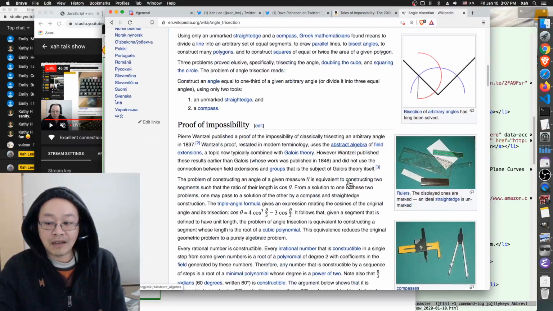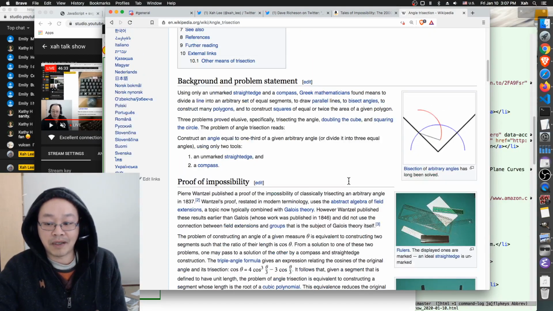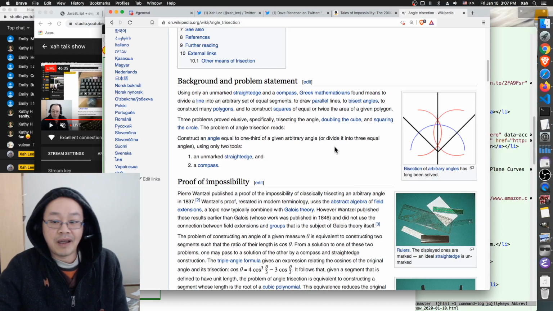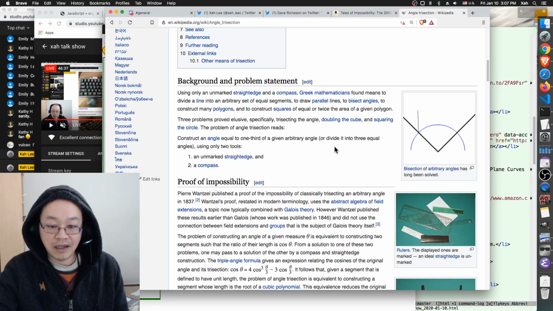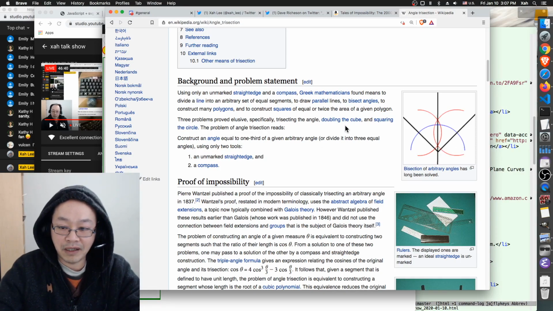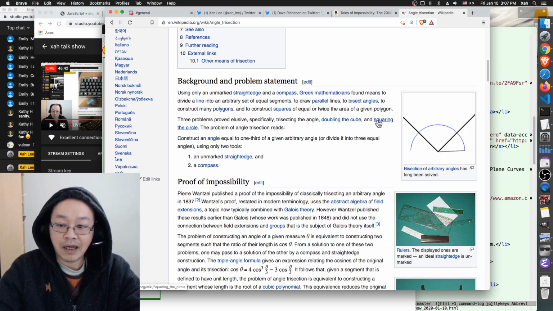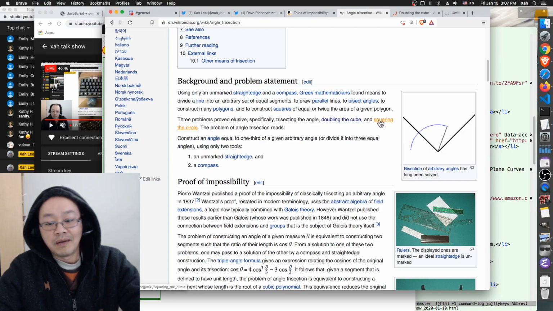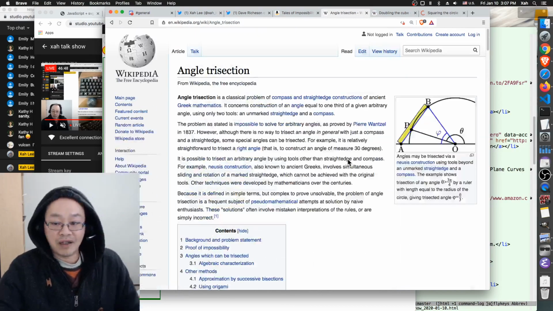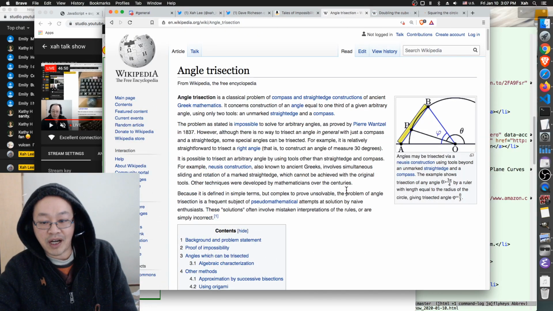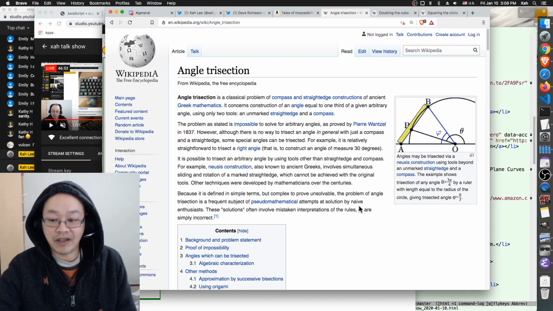And this is the most popular among these three problems. This is one of the problems. Okay, there are two others. The other one is doubling the cube. Let me click on that, and square the circle. But anyway, once you know the angle trisection, you kind of get the flavor of what it's about.